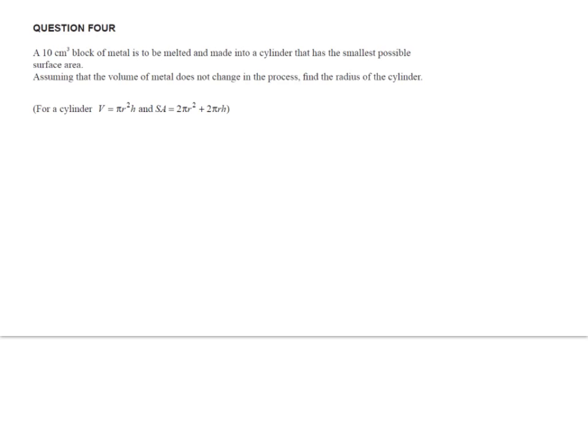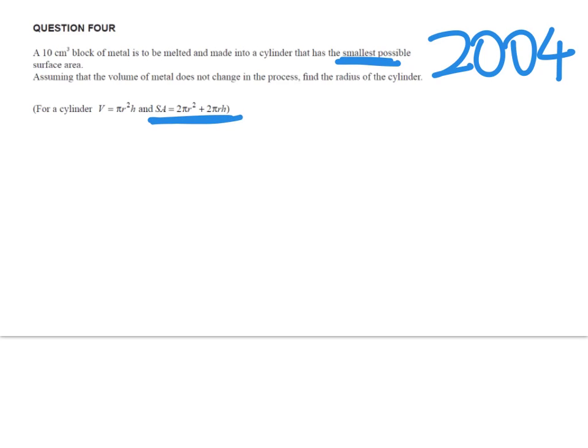This is a question from 2004 and it's an optimisation question. So we're asked to find a minimum here. Right, let's read the question. A 10 centimetre cubed block of metal is to be melted and made into a cylinder that has the smallest possible surface area. And we're given the formula for surface area down here. Assuming that the volume of metal does not change in the process, find the radius of the cylinder.